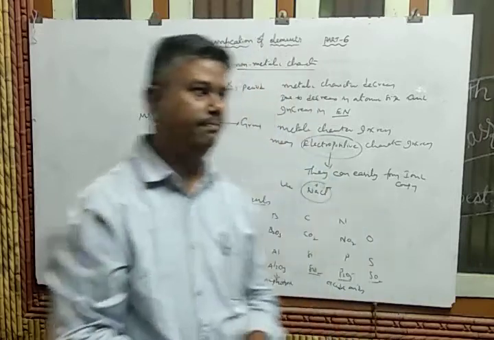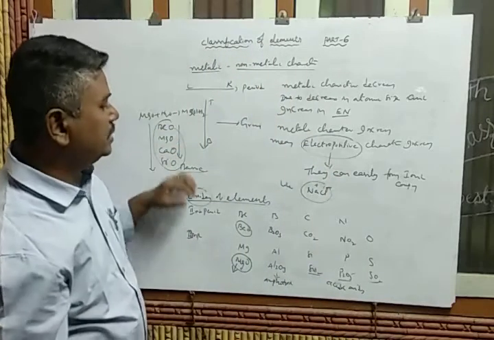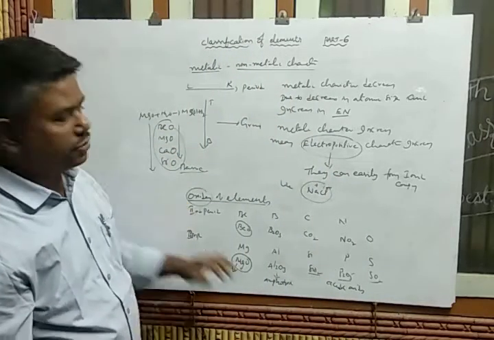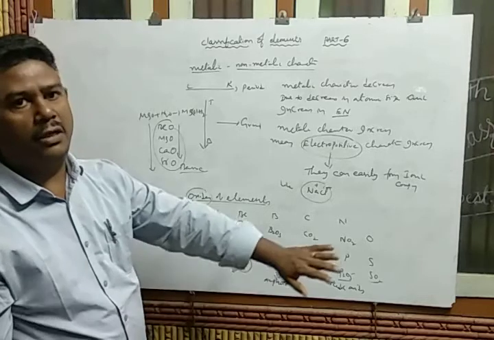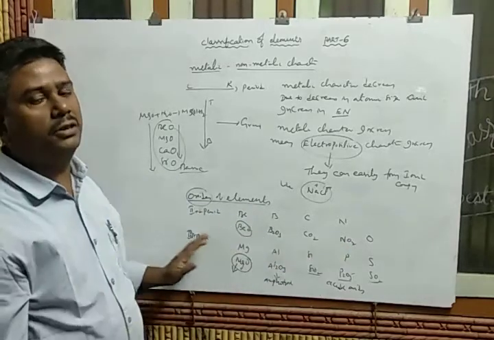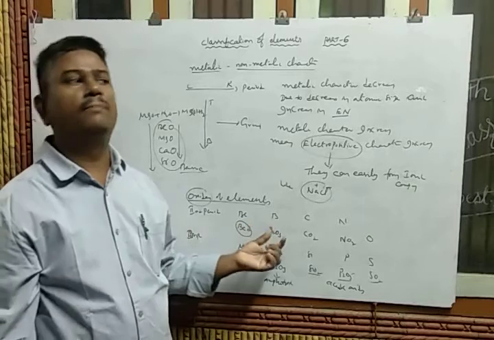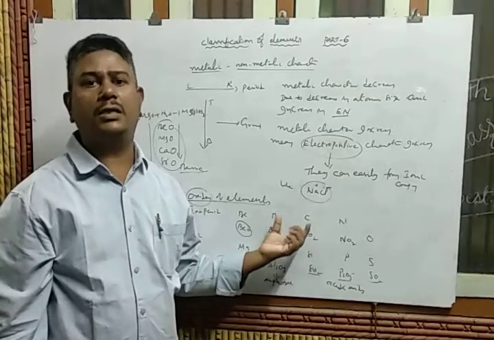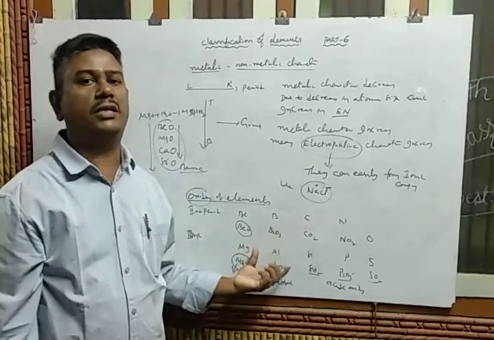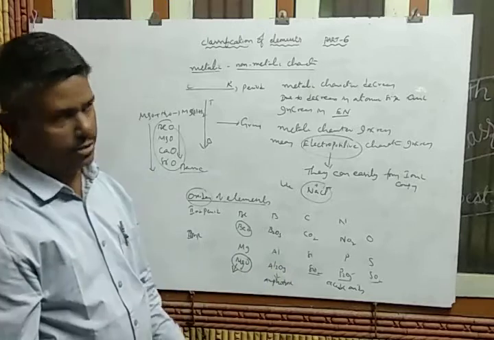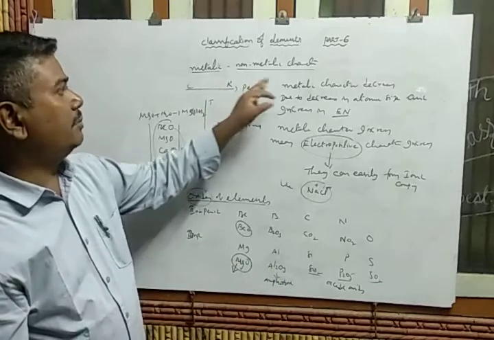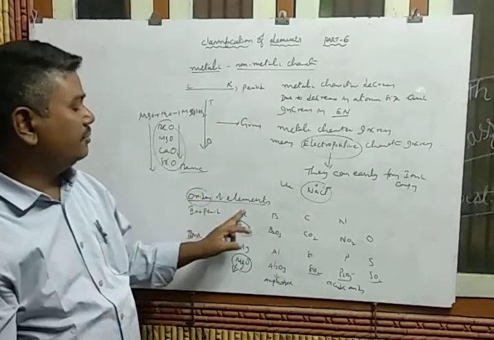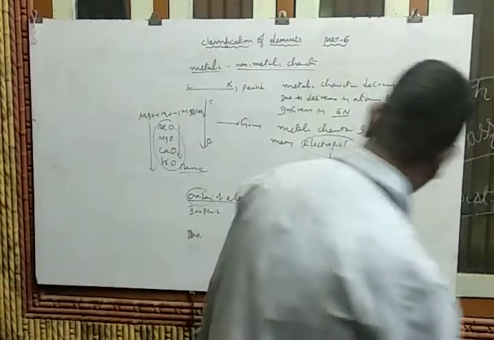That's about the oxides of different kinds of elements. So what we finally concluded here: non-metallic oxides are acidic, metallic oxides are basic, whereas some are amphoteric. Clear? That is about the metallic and non-metallic nature and oxides of elements.